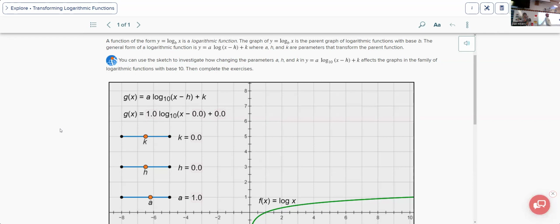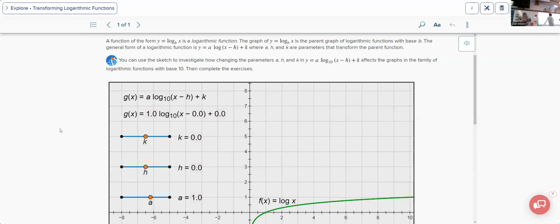An a value in a graph, what does it generally do? Yeah, it controls the stretch or the shrink, right? You can make it steeper or less steep. That would be a stretch or a shrink. What happens if a is negative? Yeah, it reflects across the x-axis. Basically, like flips it upside down.